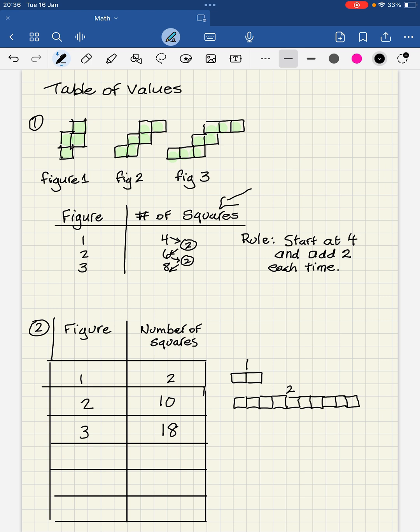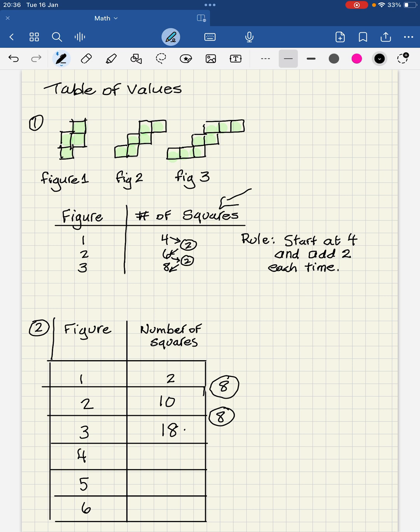I'm not going to draw that because that would be too many. But we can figure out the difference. So from 2 to 10, it's 8. And then from 10 to 18 is also 8. So it's going up by 8 each time. So now we can extend that pattern, right? So the 4th figure, the 5th figure, the 6th figure, they're all going up by 8.